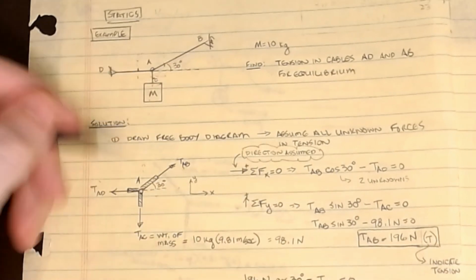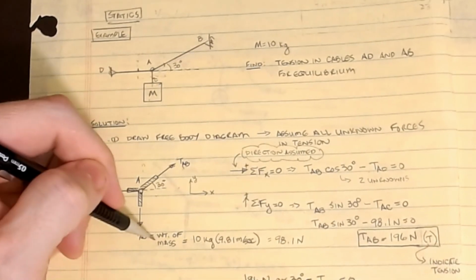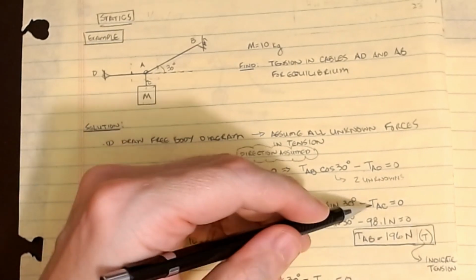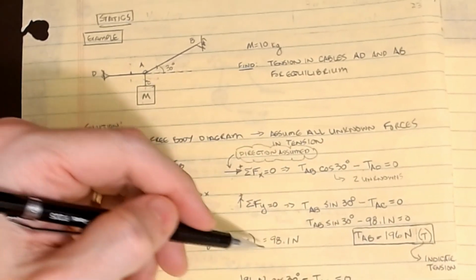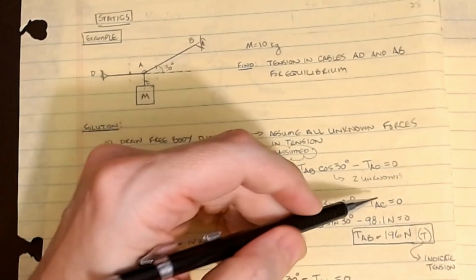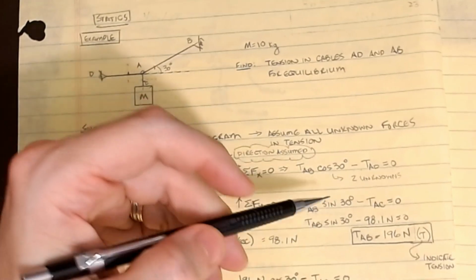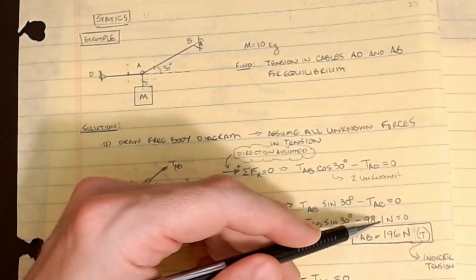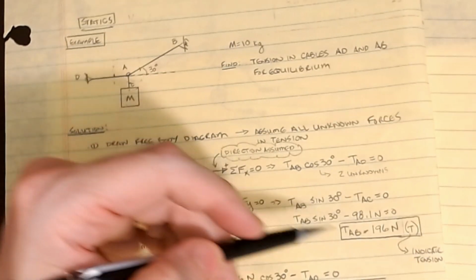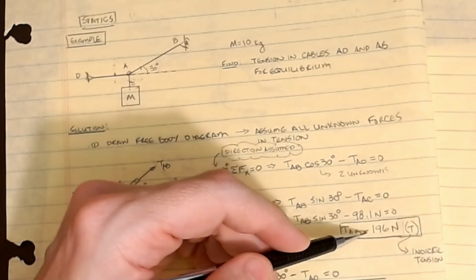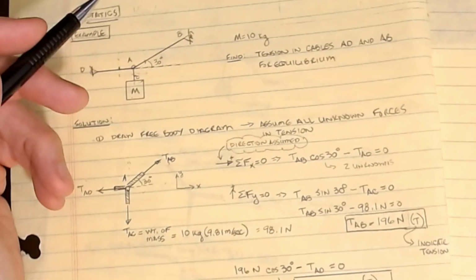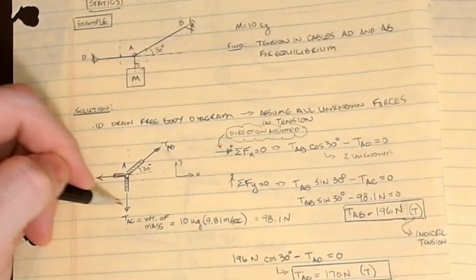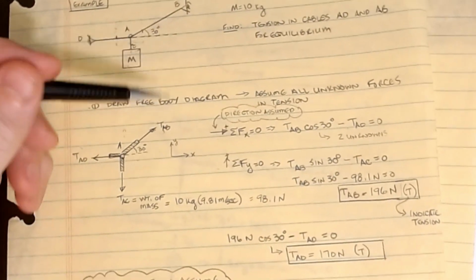That's that equation, minus TAC, which is the weight of the mass hanging down, minus TAC equals 0 is the equation, and then I can substitute in 98.1 for my value of TAC. When I do that I get TAB sine 30 minus 98.1 newtons equals 0, and if I do the math on this, you can find that TAB is going to be equal to a positive 196 newtons. Okay, and again, the positive indicates tension, which is what we had assumed. And so that's how we start to handle that.